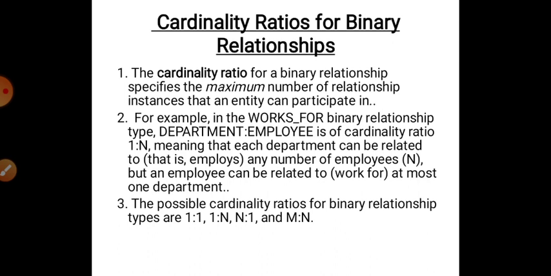Point number three, the possible cardinality ratios for binary relationship types are 1 is to 1, that is manager and department; 1 is to n, that is department and employees; n is to 1, that is employees and department; and m is to n, that is many to many, that is the employees and project relationship.